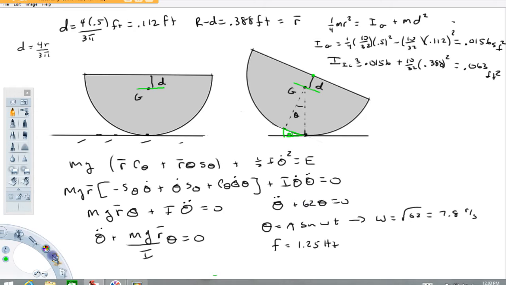And then remember that your angular frequency is 2 pi times the frequency. So dividing that by 2 pi, I got a frequency of about 1.25 hertz. Now, there could be a numerical mistake somewhere in here, but I stand by the method. I think it's reasonable. And again, this was approximating the kinetic energy as rotation about this point. But as long as we're talking about small displacements, that should be pretty good.